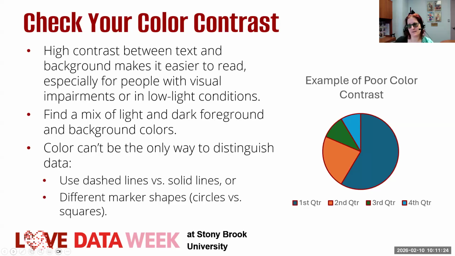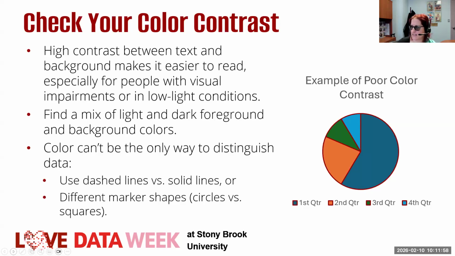So we want to make sure that we have a nice mix of light and dark colors going back and forth. Color can't be the only way to distinguish data. So please consider ways of presenting data where you're maybe using dashed lines versus solids or different markers, like circles, squares, something patterned, even different patterns alternating between the different data points. That way we're able to recognize the different elements.